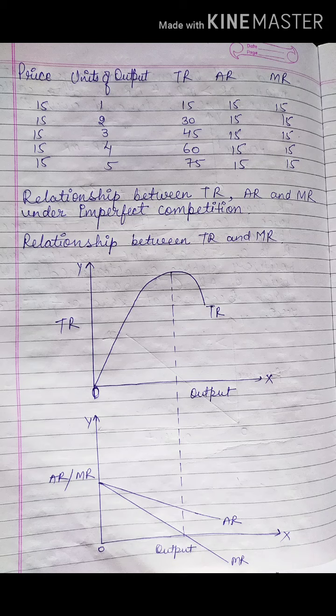Now the relationship between TR, AR and MR under imperfect competition. That is what we will see, the relationship between TR and MR in imperfect competition. You can check out the graph very well. When your TR is at the max, MR is 0 and AR is no doubt reducing. After that, TR is diminishing, or you can say it is reducing. So MR is negative.